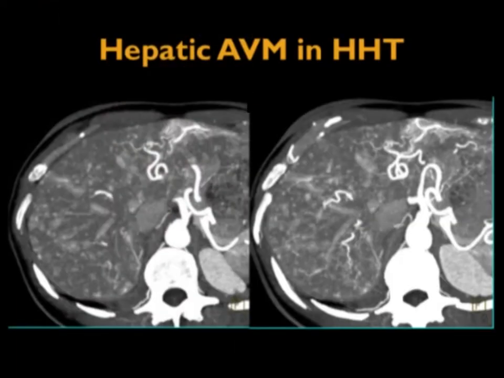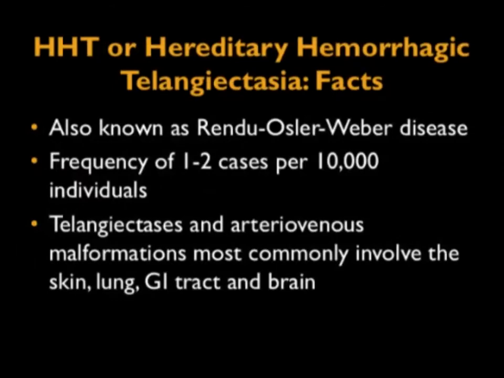We can also see hepatic AVMs within the liver. And this is a very impressive case of multiple vascular structures in the liver. At first glance, you're trying to figure out what the heck is going on. Well, this patient has hereditary hemorrhagic telangiectasias, also known as Rendu-Osler-Weber disease. It's a rare disease, and typically we think about pulmonary AV malformations. We constantly are studying the lungs, but you can see them in other areas, including skin, GI tract, and brain.